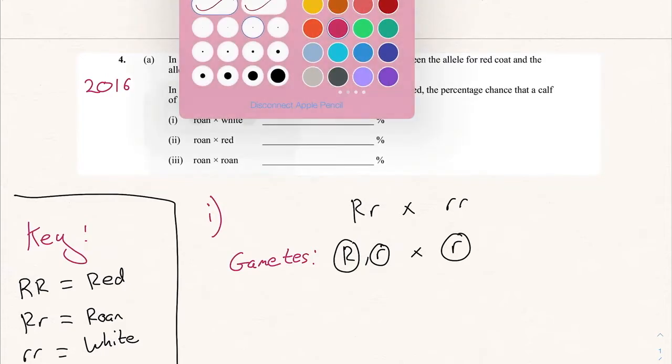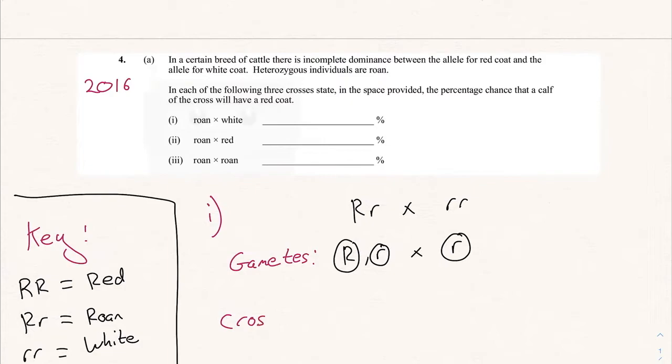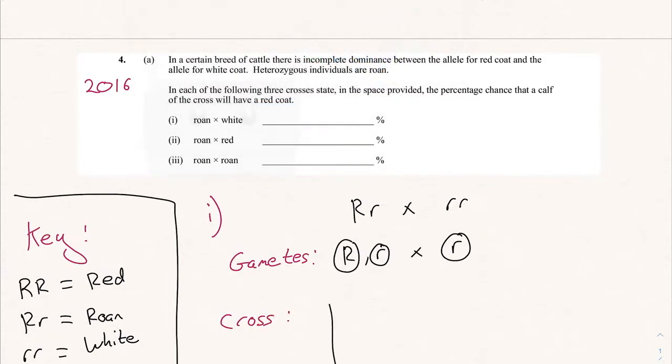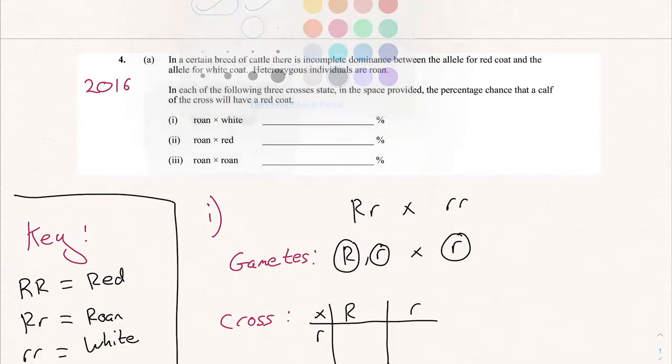Now we do our cross. Do our x there, and do a lowercase r over here, uppercase here, one down, and over here. Okay, so let's see what we have. We have a capital R and a lowercase r, and we have two lowercase r's. So if we're looking at it, we can see that this one over here can be white, and this one over here is going to be a roan color.